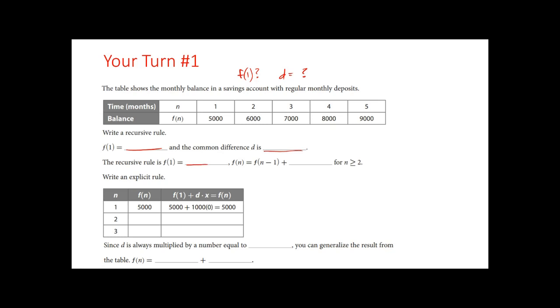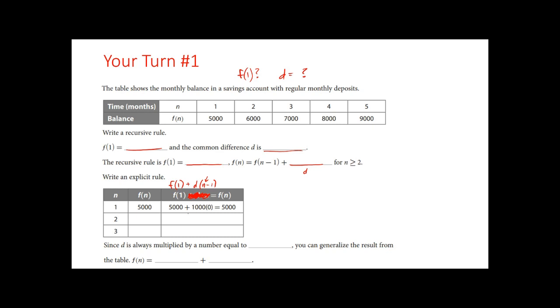They kind of already set up the recursive rule, so don't forget your difference goes here. f of 1 is again your first number. Then the explicit rule. Something to note is to make sure you use this for explicit: f of 1 plus your difference times n minus 1. Just ignore how they set it up here from the book. This just means this is where you plug in the term that you're looking for.